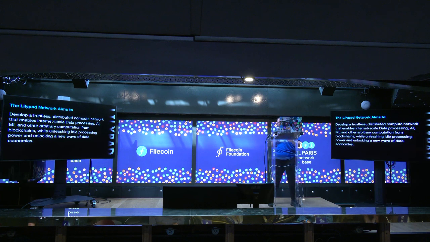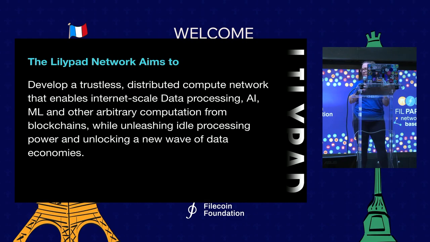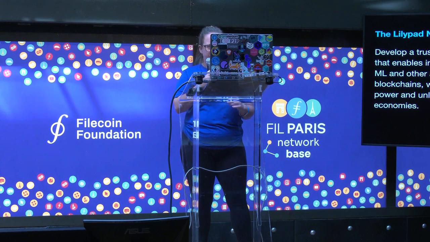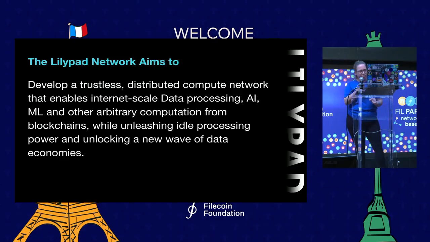With Lilypad V1, we're definitely aiming bigger. We want to build a trustless distributed compute network that enables internet-scale data processing, including AI, ML, and other arbitrary computation, and allow that to be callable from smart contracts, so with blockchain guarantees. We also want to unleash this idle processing power and unlock a new wave of data and compute economies in Web3.